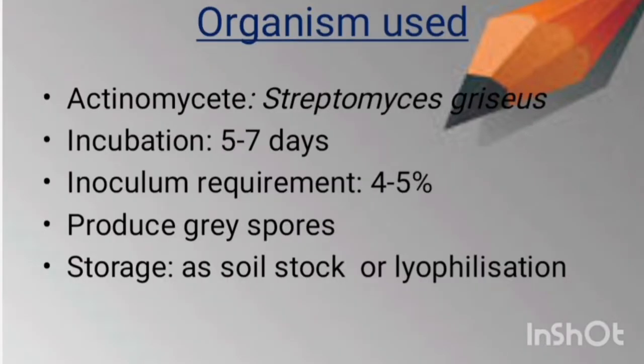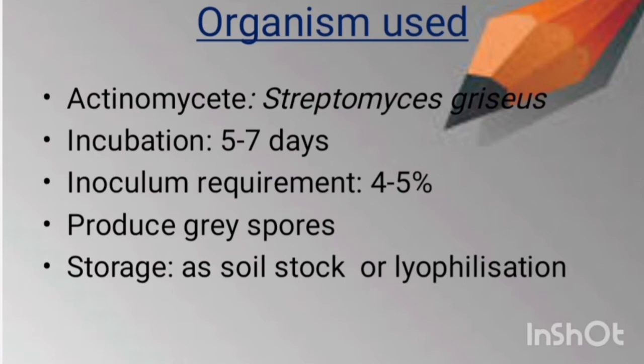Next is the organism used for streptomycin production. Aminoglycoside antibiotics are produced by actinomycete species. Streptomycin is an aminoglycoside antibiotic, that is, an antibiotic that contains oligosaccharide or sugar units. So the culture used in streptomycin production is Streptomyces griseus. Streptomyces griseus is an actinomycete.